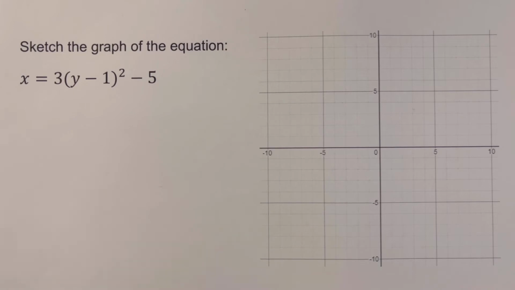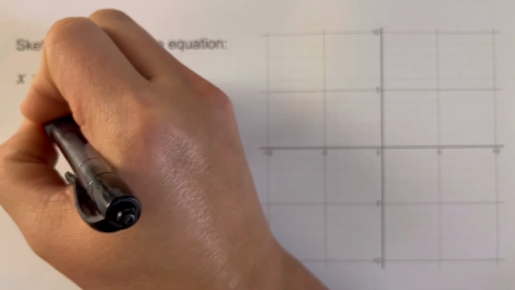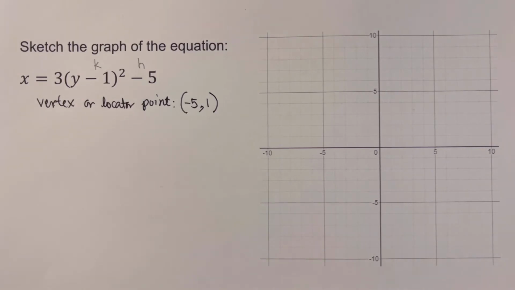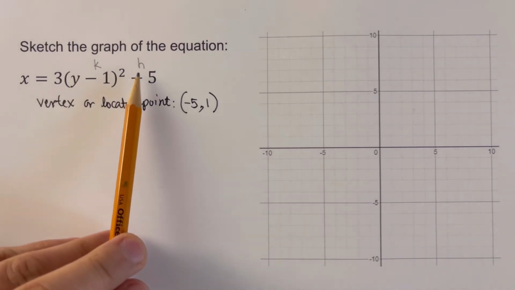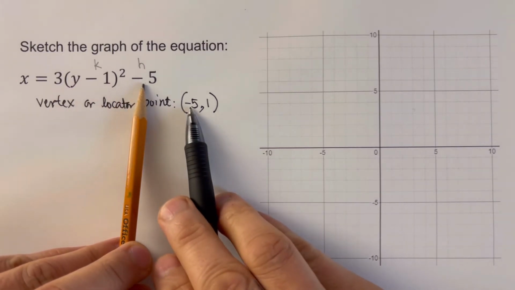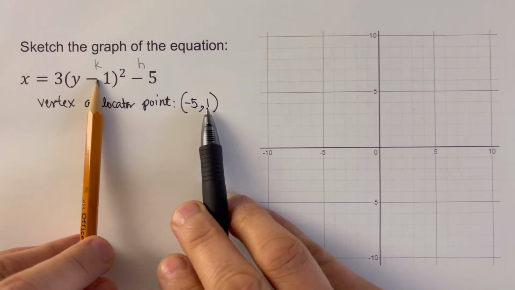Okay, so we go over the problem here. So the first step is to determine the locator point or the vertex. I'm going to go ahead and write that down here. Okay, our vertex or locator point is located on H, K. So this is our H, this is our K. We keep the H, that's negative 5. We switch the K, that's going to be a positive 1.